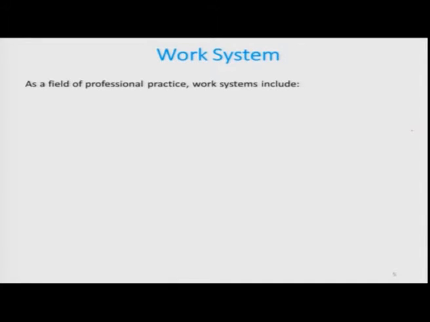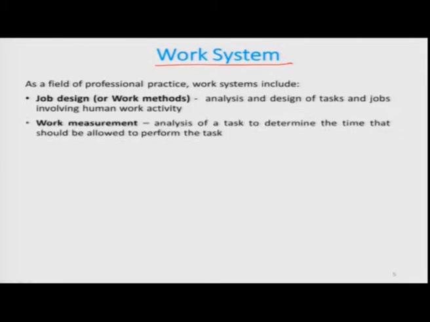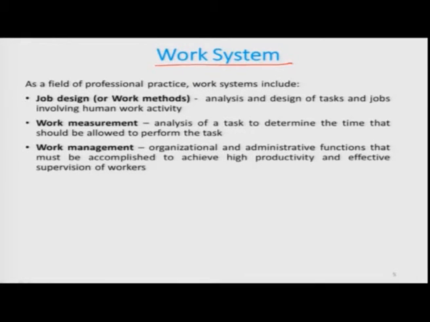I will discuss work system in detail now. Okay. As a field of professional practice, work system includes three things. First one is job design, second one is work measurement, and third one is work management. Okay. Job design is related to workers. This is the analysis and design of tasks and jobs involving human work activity. Third one is work measurement. When a worker performs some work, then how will you quantify their effort? Okay. So, you will have to use certain methods so that you can quantify their effort. That is the analysis of a task to determine the time that should be allowed to perform the task.